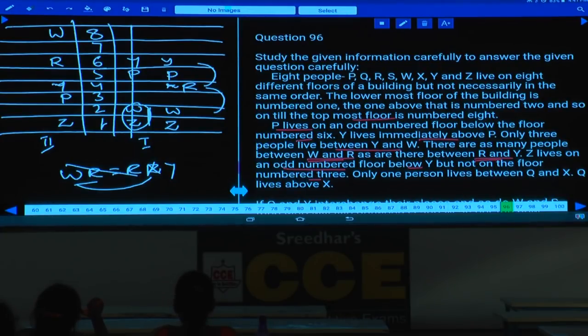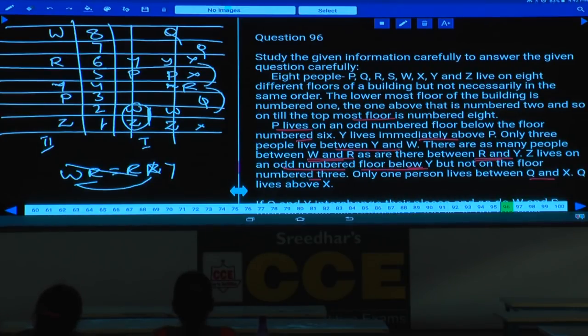Then the next one. Z lives on an odd number floor, but not on floor number 3. Only 1 person between Q and X, and Q lives above X. Is it possible in this case? If Q is here, X must be here, which is not possible. And this case is completely ruled out.